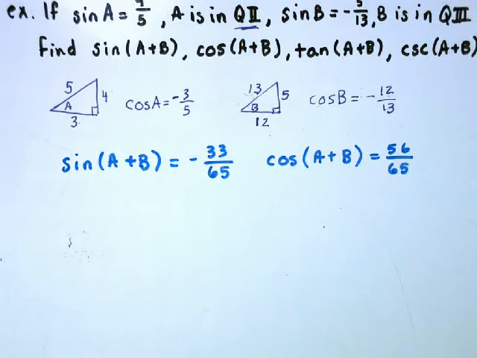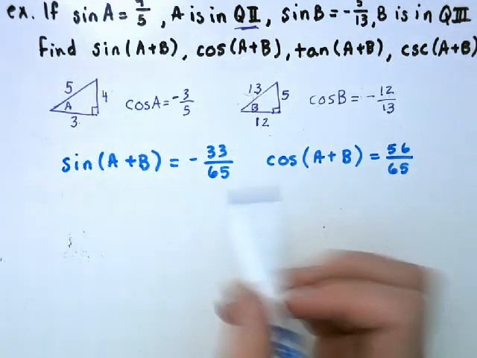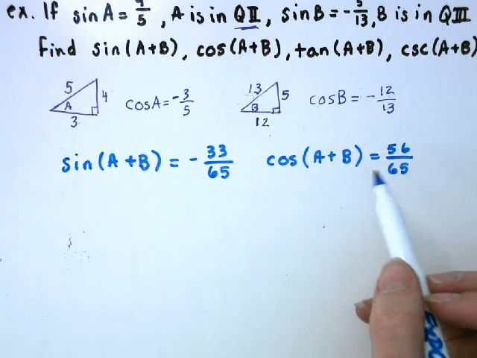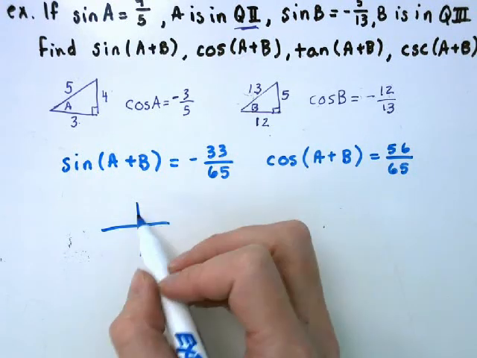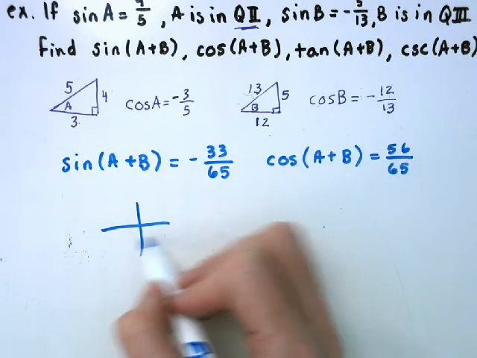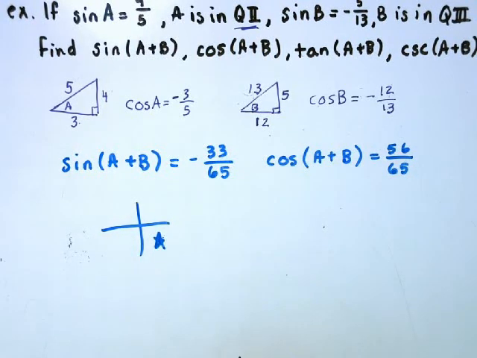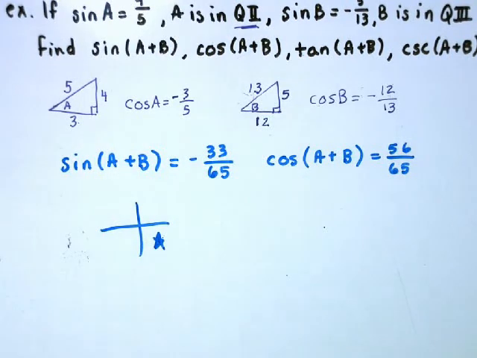So one last question. I want you to think about what quadrant A plus B is. A is just an angle. B is just an angle. We're adding those two up, it's another angle. Well, if the sine is negative and the cosine is positive, sine is negative, so we're below the x-axis, and cosine is positive. So this one would end up being in quadrant 4. So that is sum and difference identities.